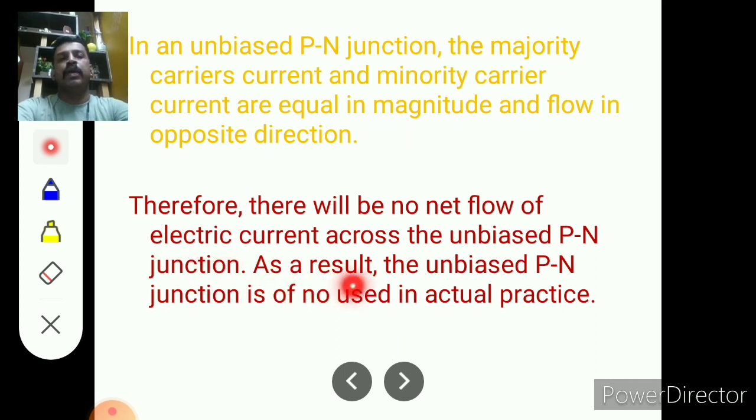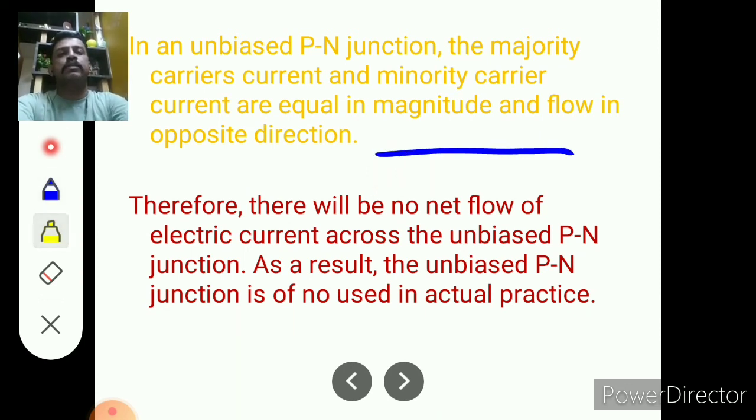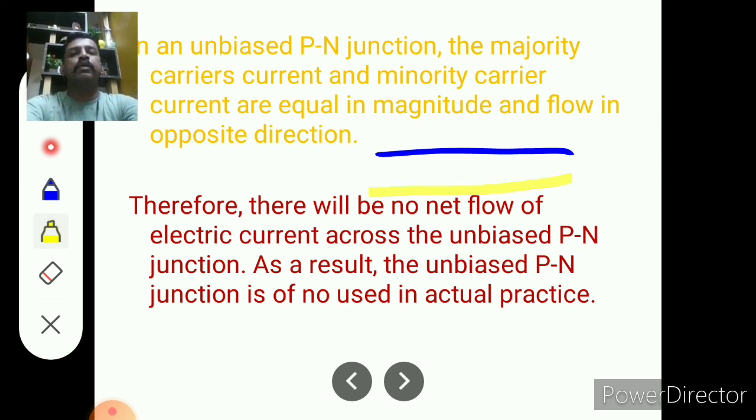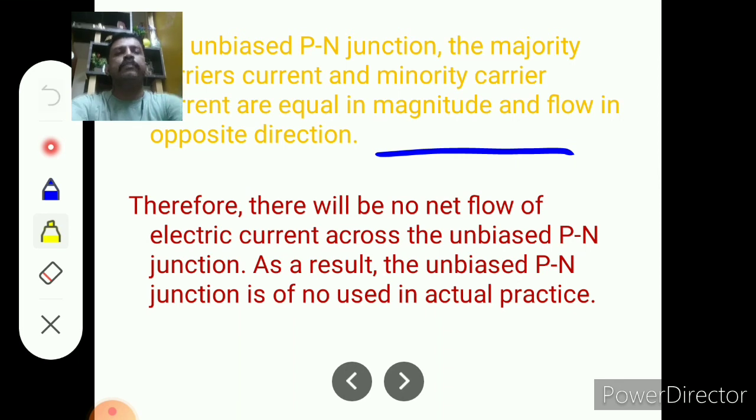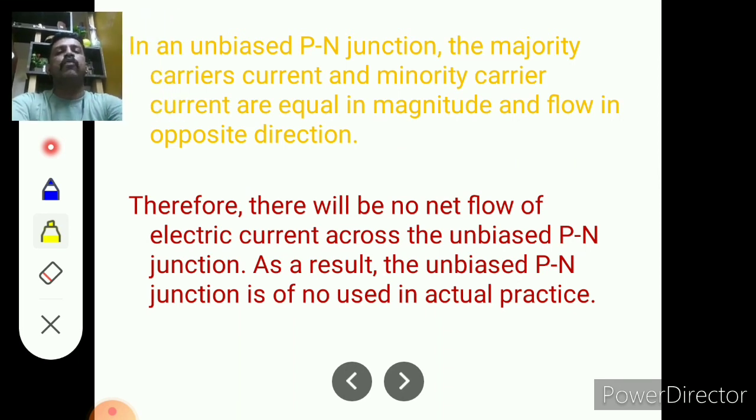As a result, the unbiased p-n junction is of no use in actual practice. It means the minority carriers and majority carriers are moving equal in magnitude, but in opposite directions. Suppose these are the majority charge carriers and these are the minority charge carriers, both are equal in magnitude and opposite in direction, and therefore the net flow of current in an unbiased p-n junction is 0.